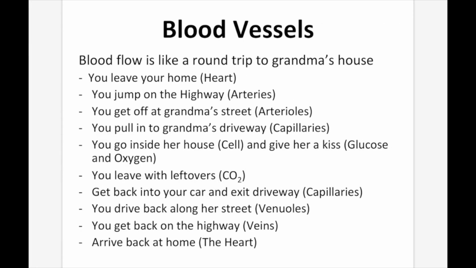Blood vessels. So I like to equate blood flow to a trip to grandma's house. So stick with me here. You're going to leave your home. That's your heart. You're going to jump on the highway. That's going to be the arteries, the big vessels that transport a lot of cars back and forth.